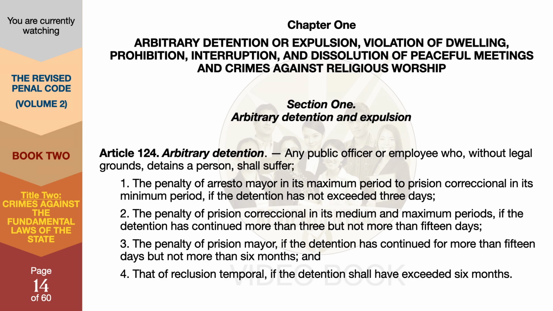Article 124. Arbitrary detention. Any public officer or employee who, without legal grounds, detains a person, shall suffer: 1. The penalty of arresto mayor in its maximum period to prisión correccional in its minimum period, if the detention has not exceeded 3 days. 2. The penalty of prisión correccional in its medium and maximum periods, if the detention has continued more than 3 but not more than 15 days. 3. The penalty of prisión mayor, if the detention has continued for more than 15 days but not more than 6 months, and 4.